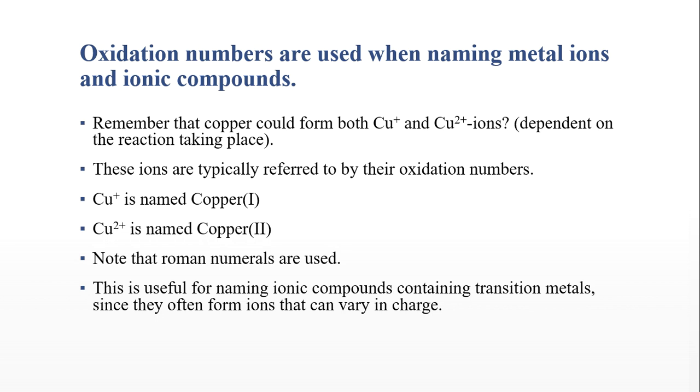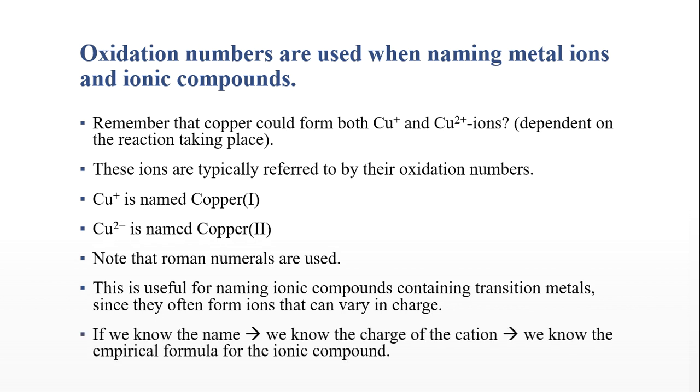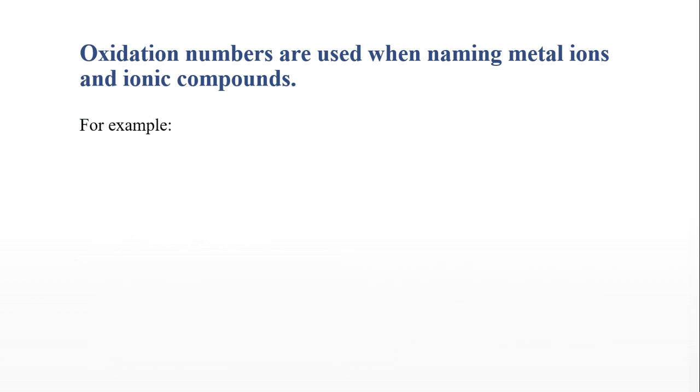So let's look at this. If we know the name, we know the charge of the cation, and then we know the empirical formula of the ionic compound in turn. So let's look at how we can use the name to figure out the formula of a metal compound, an ionic compound. For example, here you have iron(II) sulfate. And that's how you will, for example, find the name of it if you Google and find it on Wikipedia.